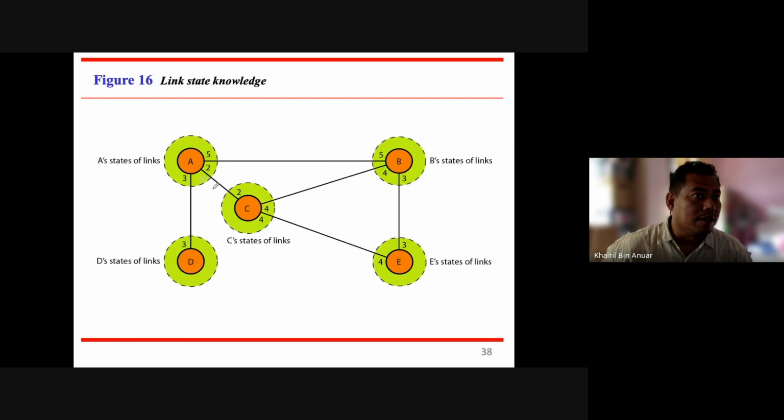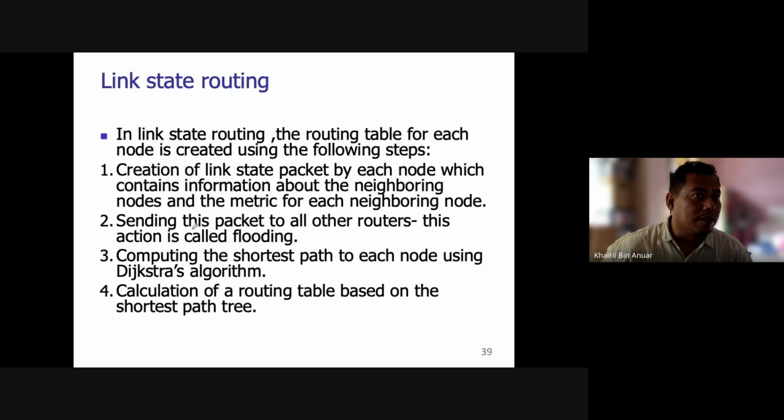Right. So in link state, you can see A's link state, B's link state, and each has the information with respect to the knowledge itself, so it will have all the information. In link state, the routing table of each node is created using the following steps. First, creation of the link state packet by each node, which contains information about the neighboring nodes and the metric of each neighboring node. Then it sends this packet to all the routers. This action is called flooding.